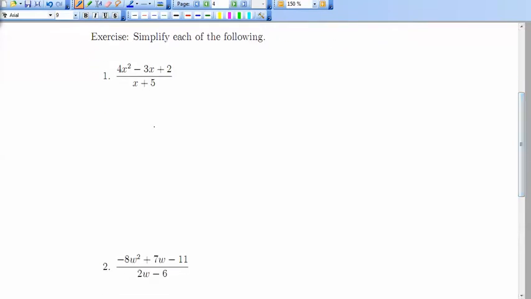So the way it works is my denominator is going to go here on the left. And then underneath this little line I've got here, I'm going to put my numerator. And then I'm going to look at the highest degree term in both my denominator and that numerator and ask myself, how many times does x go into 4x squared? Or put another way, what do I have to multiply x by to get 4x squared?